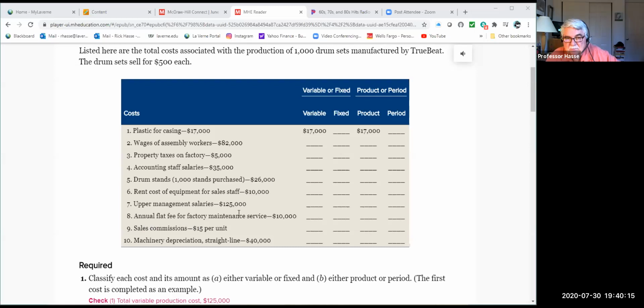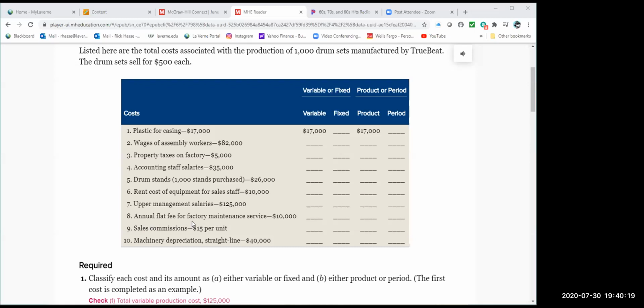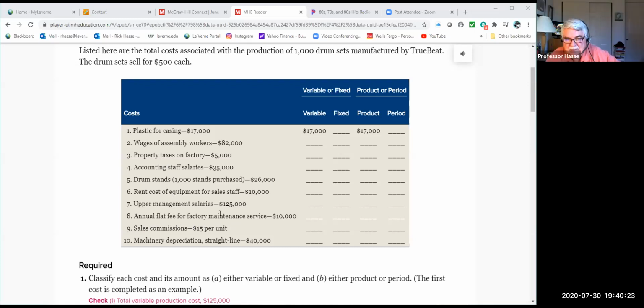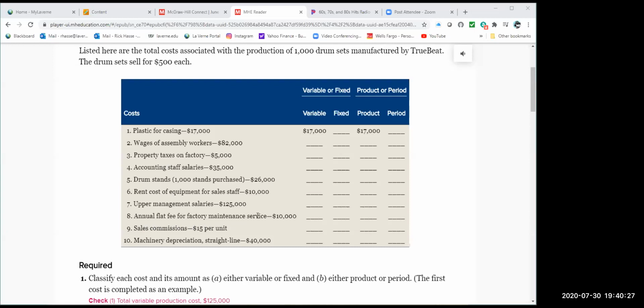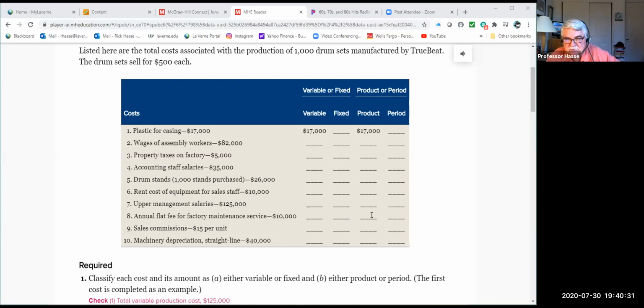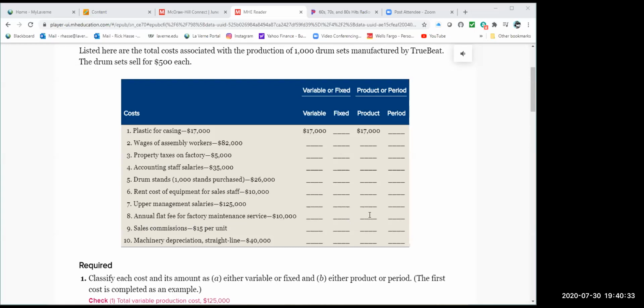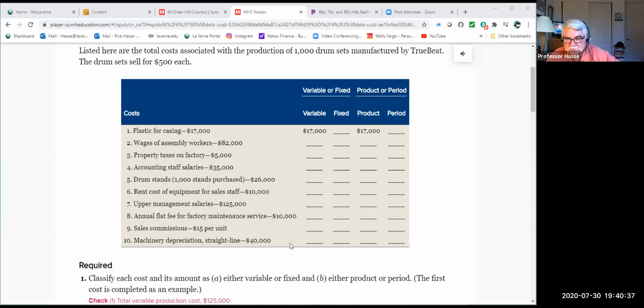It's fixed, but what it says here, remember we talked about this earlier in number 3, it's an annual flat fee for factory maintenance service, where we're producing the product. Fixed and product cost. So then it would be a fixed product? Yes, sir. Okay. All right, Joel, why don't you do the next one too?